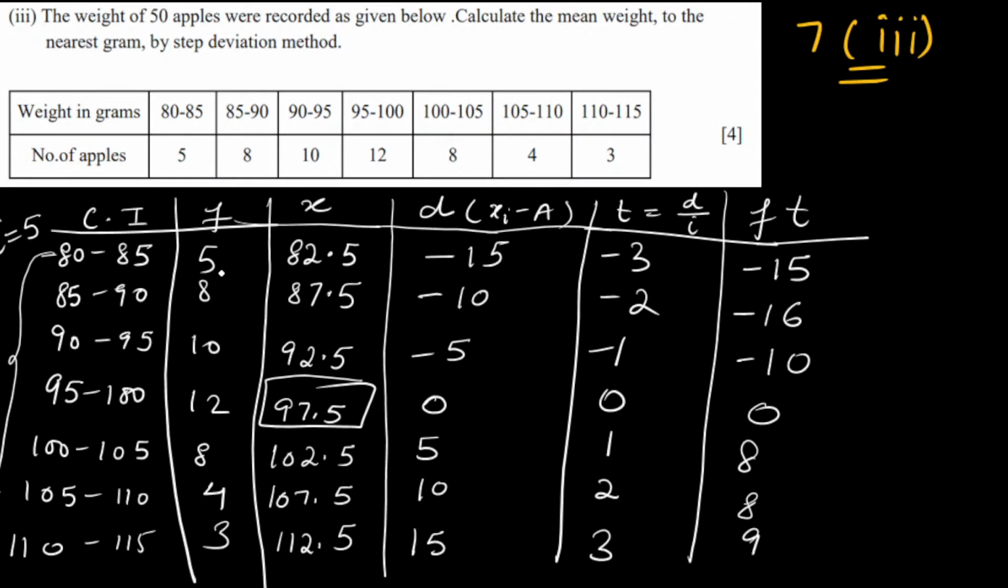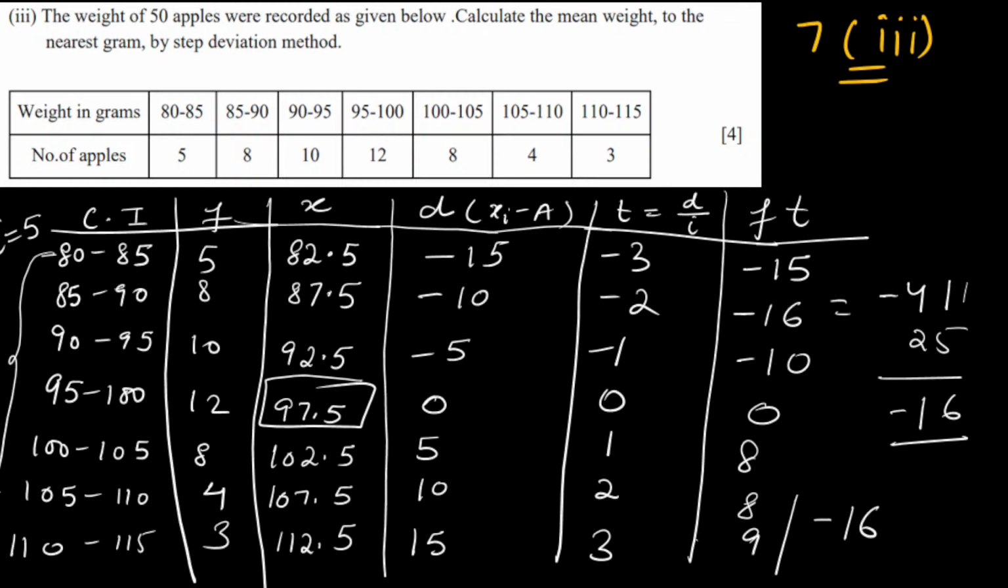You just add all the frequencies: 5 plus 8 plus 12 plus 10 plus 8 plus 4 plus 3. Now for sigma ft, these are all negatives, so we add them: minus 15, minus 16, minus 10 gives minus 41. Then 8, 8 is 16, and 16 plus 9 will get 25. So sigma ft, what will we get? 25 minus 41 is minus 16. Sigma ft, the total of this, I am getting minus 16.